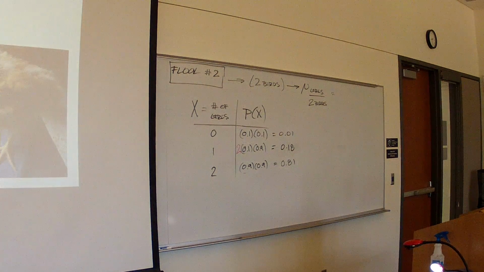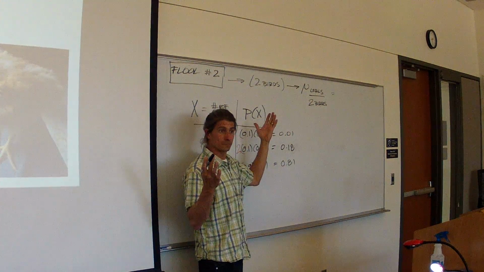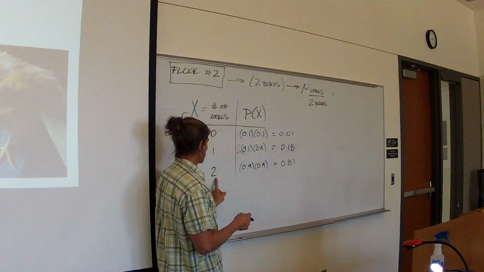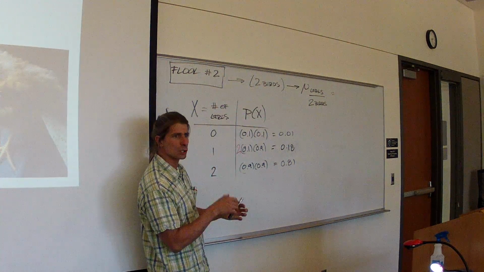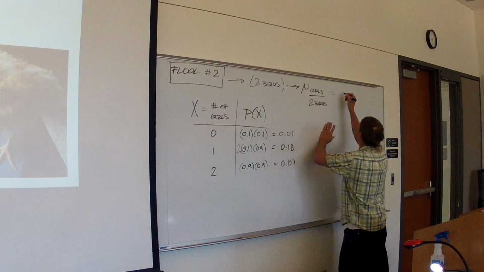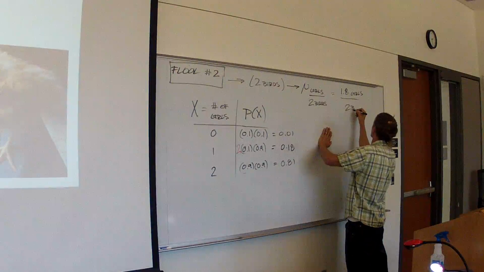She was looking at the average of a distribution. So you could do 0 times 0.01, which is 0. 1 times 0.18, which is 0.18. And 2 times 0.81, which is 1.62. 1.62 plus 0.18, it should be 1.8. 1.8 girls per 2 birds.